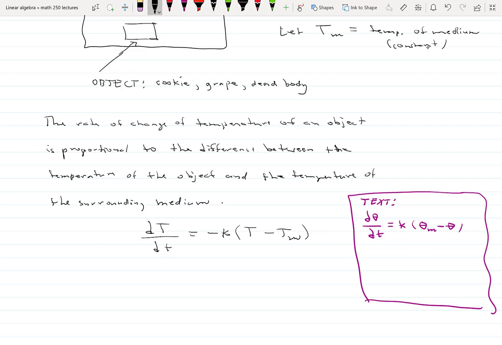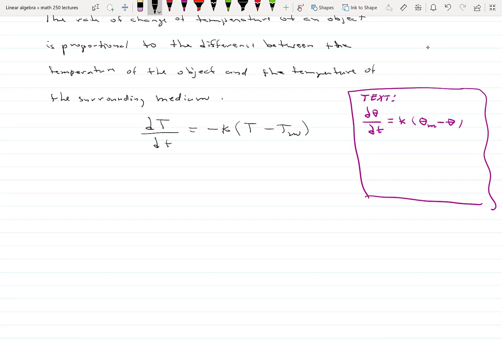So what do we expect the solution to this differential equation to look like? Here's time t, here's temperature T. And here's the temperature of the surrounding medium. The temperature inside the oven, the temperature in open air, the temperature in a room in an apartment, constant. Well, let's say it's the temperature of an oven.